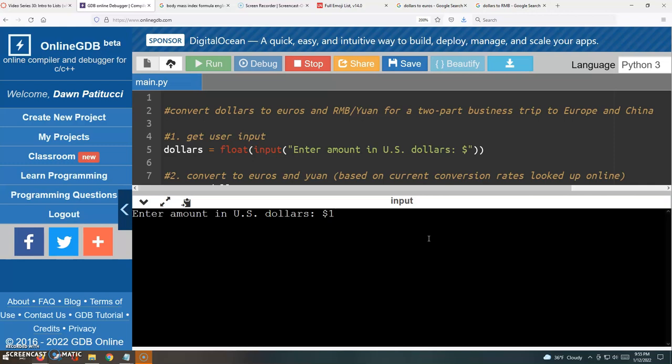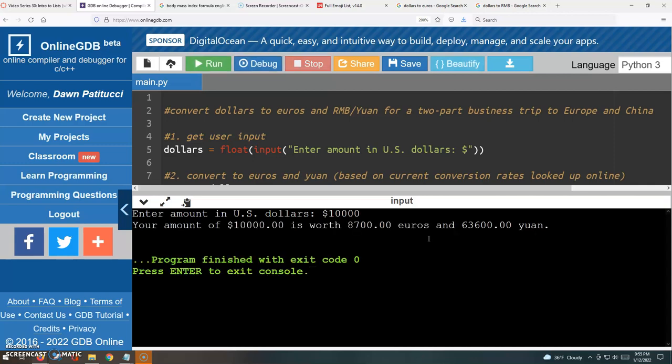Okay, so let's say I'm the CEO of the company, in fact, and I have $10,000 to burn. Okay, so when I get to Europe, that's 8,700 euros. And then in China, that's what, 63,600 yuan. Okay.